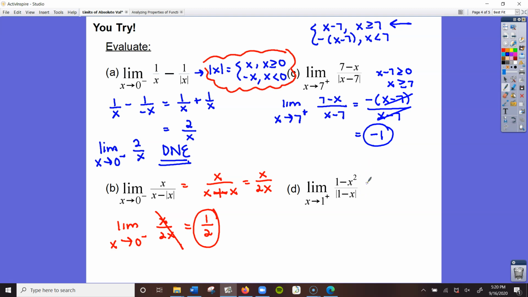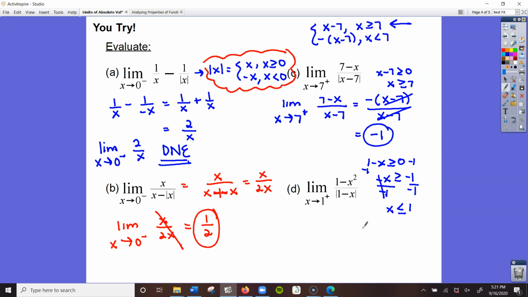For this last one here, we have the absolute value of 1 minus x in the denominator, so I'm going to go ahead and write that piecewise function. Remember that we take 1 minus x and make it greater than or equal to 0. If I subtract the 1, I get negative x is greater than or equal to negative 1. Then you would have to divide by negative 1 in order to get the x by itself. And we get x. Now because I divided by a negative and this is an inequality, that switches your sign. So this is for when x is less than or equal to 1.